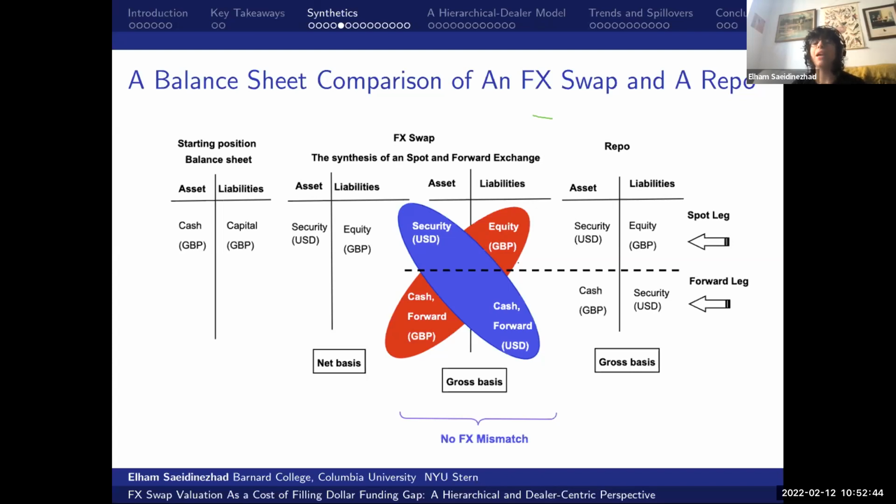At the same time, if you compare this balance sheet with a balance sheet constructed using the US wholesale repo market instead of the FX swap market, you will see that these two balance sheets are almost identical. So again, this is one way of showing that the FX swap market is inherently a money market instrument.